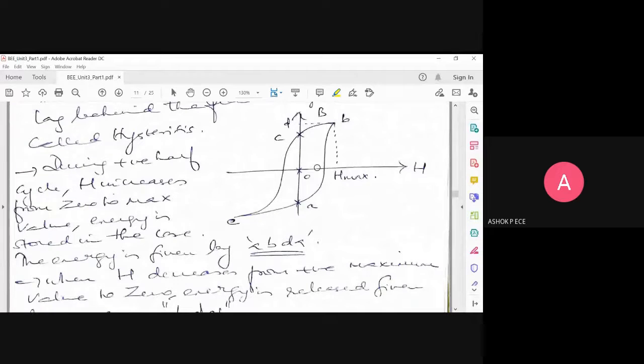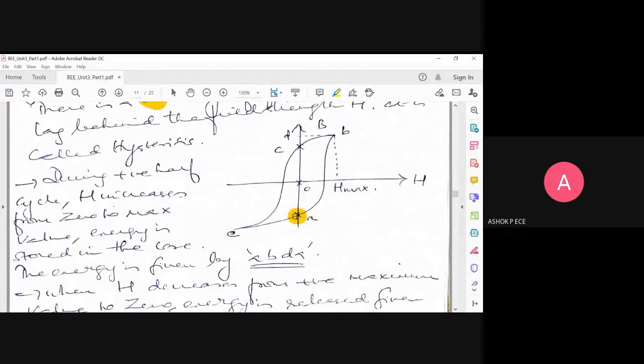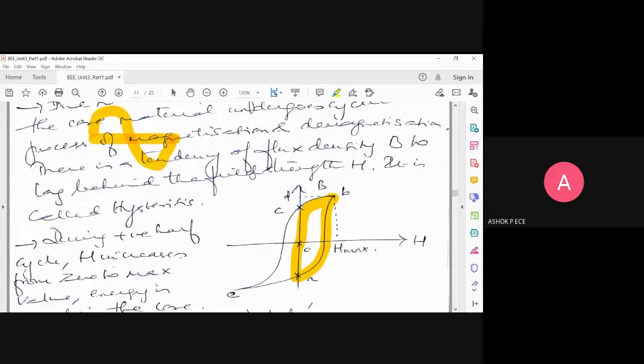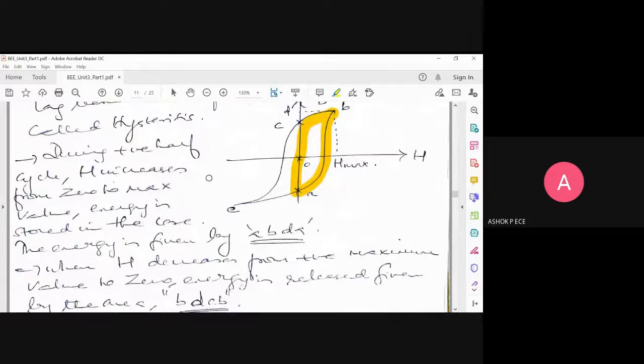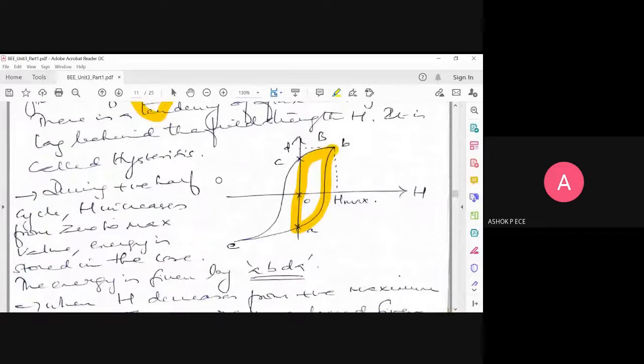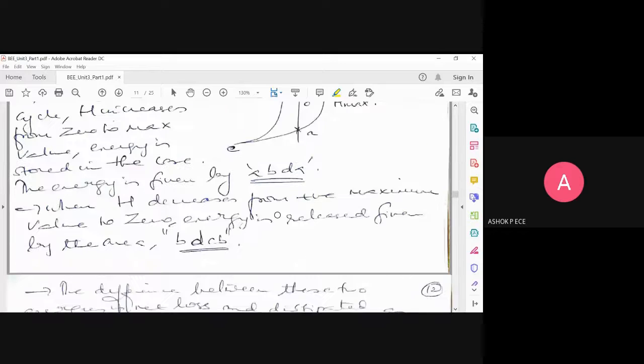See, during the positive half cycle, this is the energy stored inside the inductor because of the current, because of the alternating electric field that you apply across the winding: ABdA. But during the negative half cycle, the value is going to be BdCb. It is going to be only this much. So the difference is there, right? So that is going to be called hysteresis.